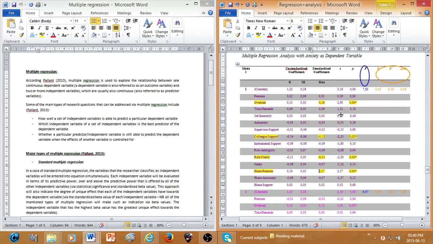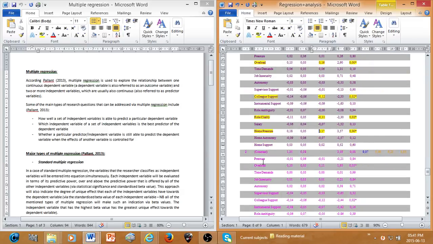Now getting back to the beta values, home pressure we can see has the highest beta value, but it's not really that different from the second highest, which is overload. But home pressure does have the highest beta value, so home pressure has the most unique effect towards anxiety in terms of the first set of variables.